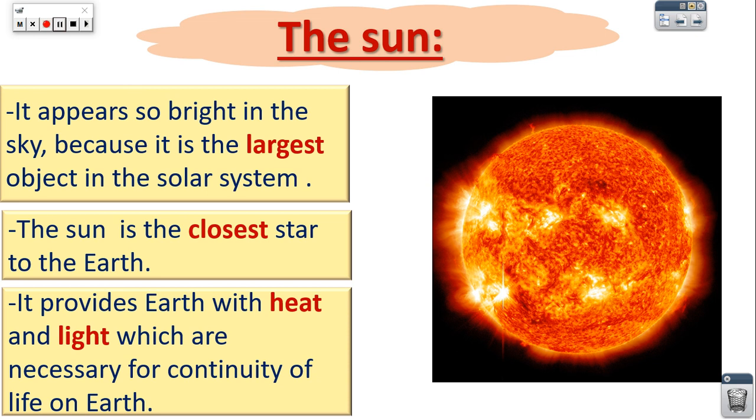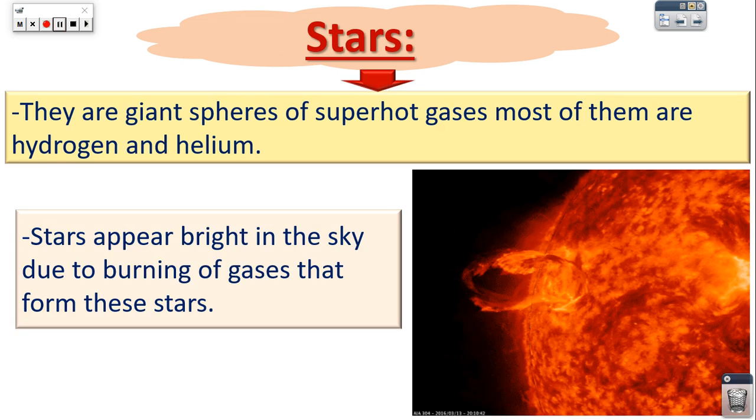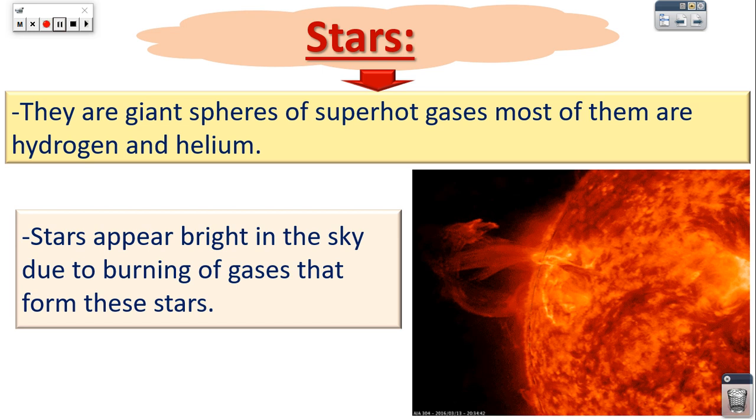The Sun appears bright in the sky because it's the largest object in our solar system. And we see the Sun bigger than other stars because the Sun is the closest star to Earth. And the Sun provides the Earth with light and heat, which are necessary for life on the Earth. So the Sun is a star.